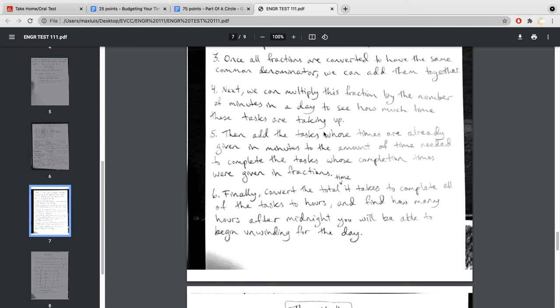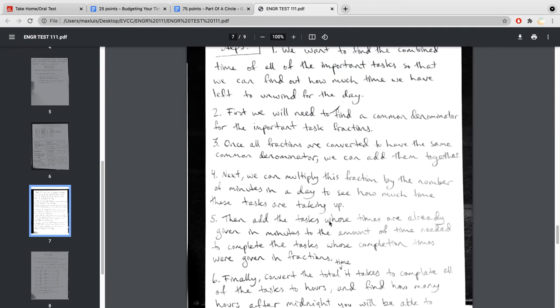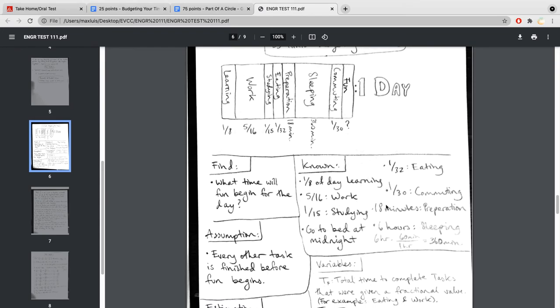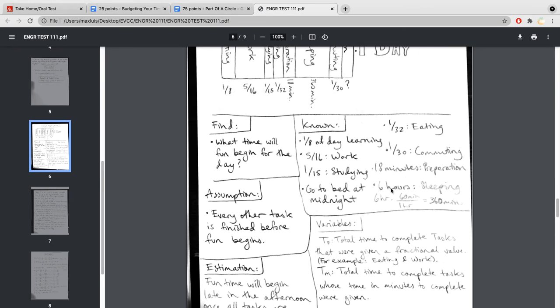Step number 5, we can then add the tasks whose times are already given in minutes to the amount of time needed to complete the tasks whose completion times were given in fractions. That's why I'm separating them, because first we're going to convert these fractional times to minutes, and then we'll add those to the times that were already given in minutes or hours.